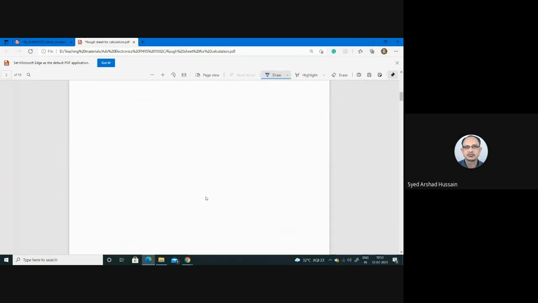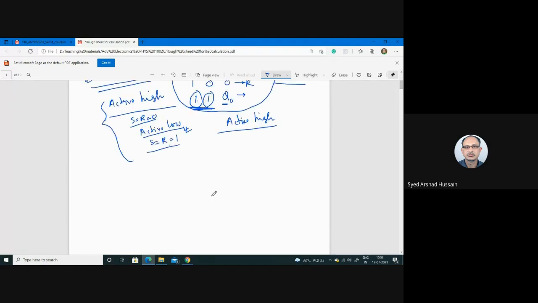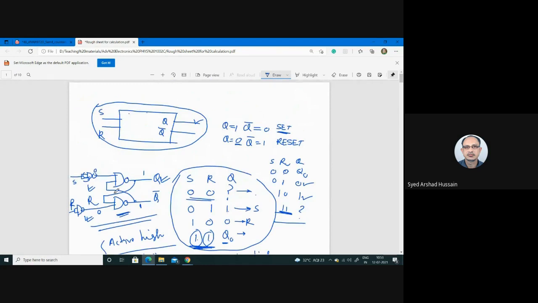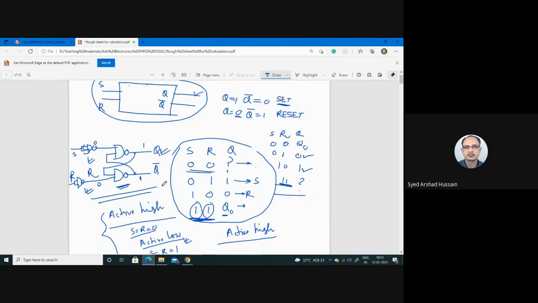Now you know whether it is an active low or active high circuit. Normally your inputs rest either both in 0 or both in high. If both in high, this is active low. If both in 0, this is active high.